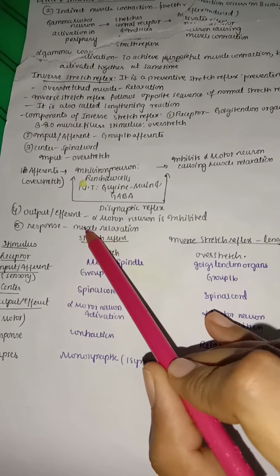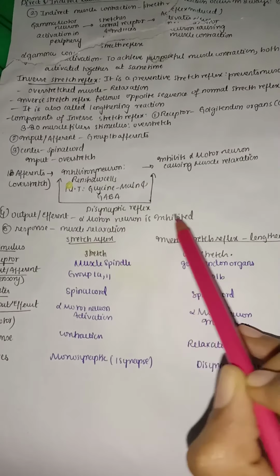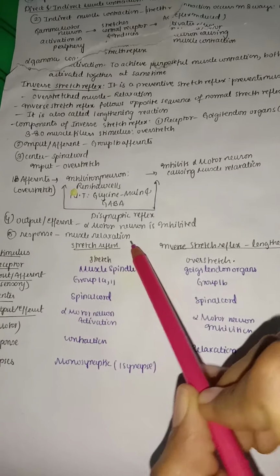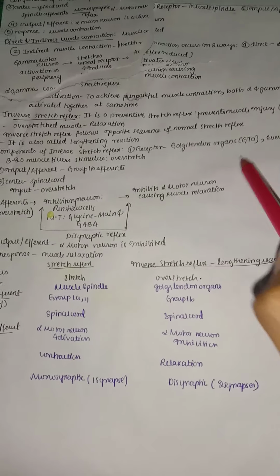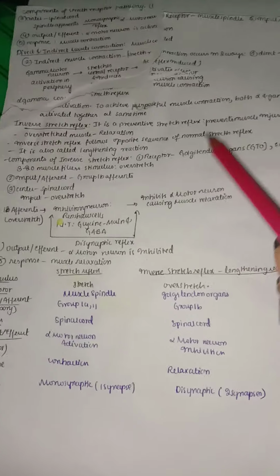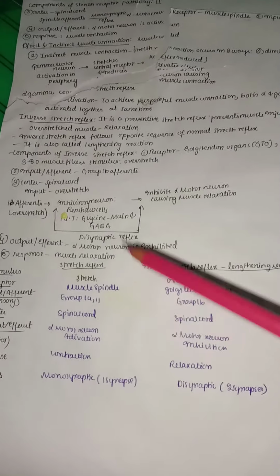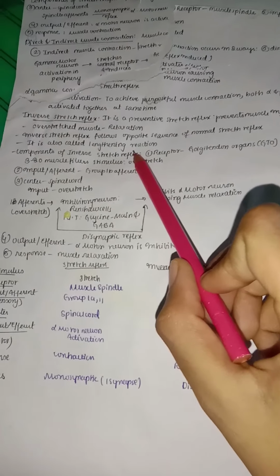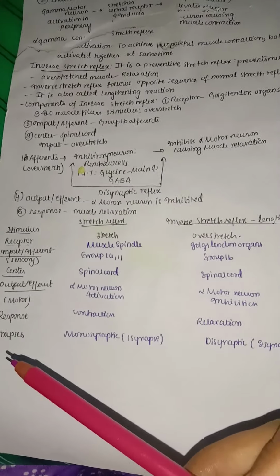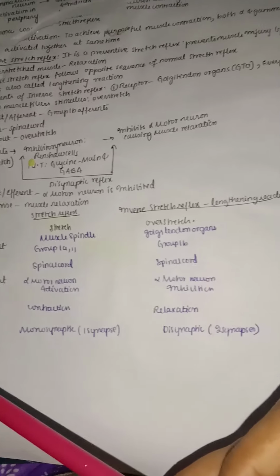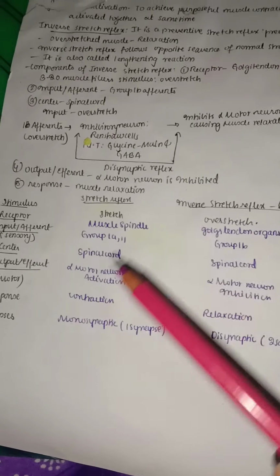Next, let us see the output or efferent is again an alpha motor neuron that is finally inhibited, and the response is muscle relaxation. So remember, the Golgi tendon organ leads to muscle relaxation because it is around some 3 to 20 muscle fibers, so that it can sense whenever there is an overstretch, and this is also called the lengthening reaction. Now finally we have come to a table to summarize all the contents which we have discussed today.